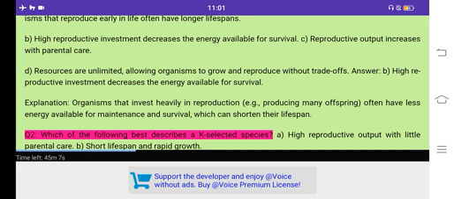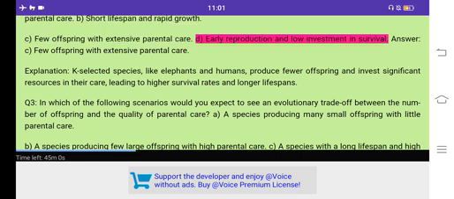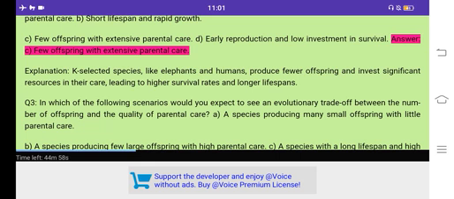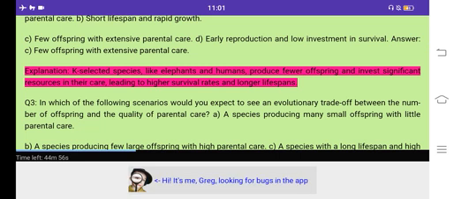Q2. Which of the following best describes a K-selected species? A. High reproductive output with little parental care. B. Short lifespan and rapid growth. C. Few offspring with extensive parental care. D. Early reproduction and low investment in survival. Answer. C. Few offspring with extensive parental care. Explanation. K-selected species, like elephants and humans, produce fewer offspring and invest significant resources in their care, leading to higher survival rates and longer lifespans.